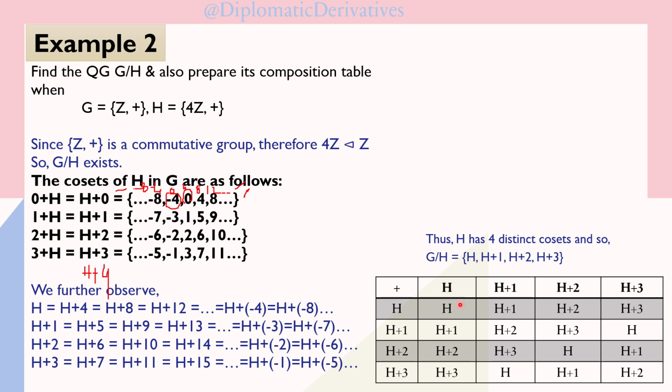Okay, then the inverse of H plus 1 is what? H plus 3. The part of the table where you get the identity, right? You get identity here. Therefore the inverse of H plus 3 is H plus 1. The inverse of H plus 2 is H plus 2, which is self inverse, and the inverse of H plus 3 is H plus 1 again. Alright, so this is how you will make the Cayley's table for this quotient group.